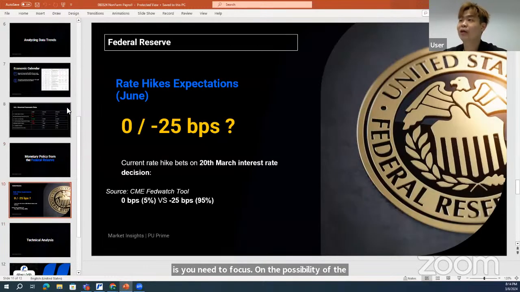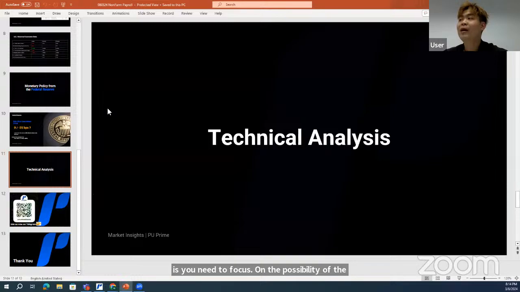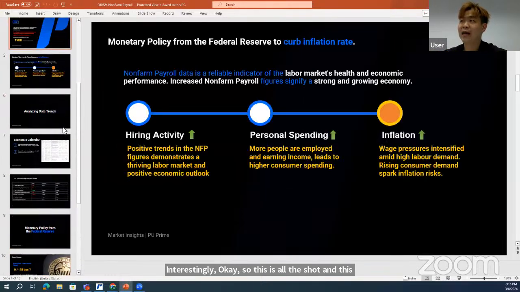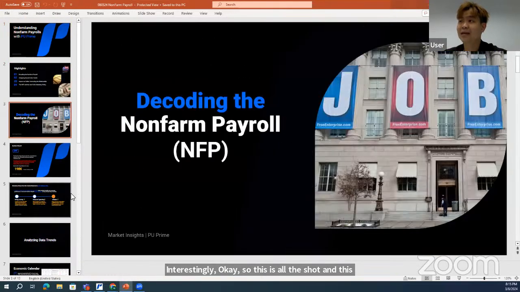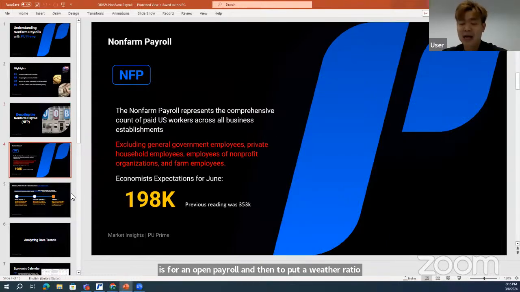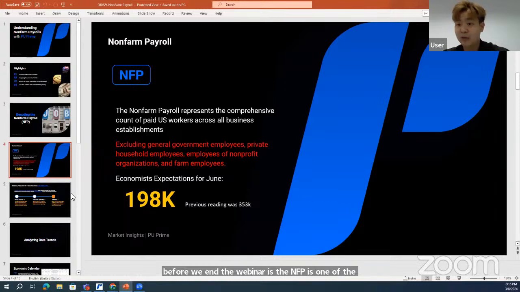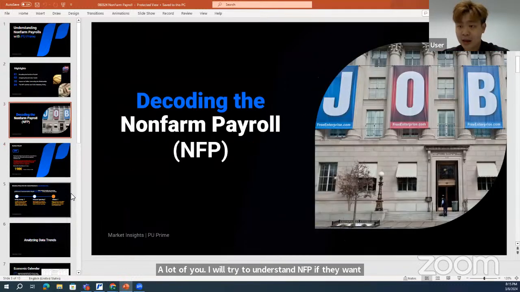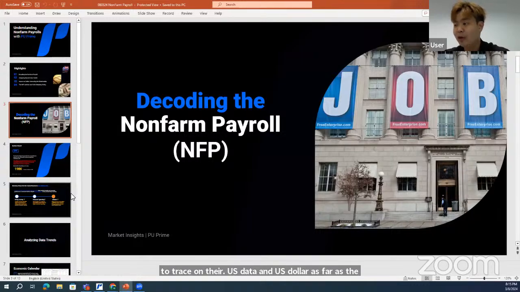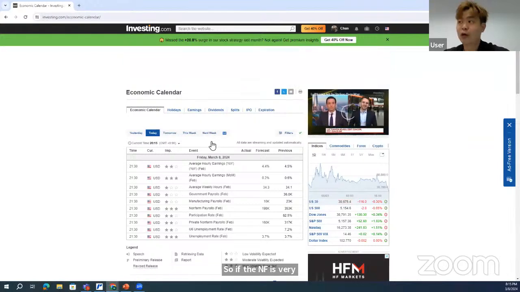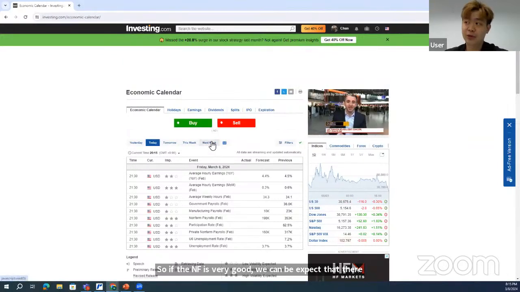Okay, so this is all the short analysis for the non-farm payroll. To put a very short summary before we end the webinar: the NFP is one of the crucial US jobs data. A lot of investors try to understand NFP if they want to trade the US dollar as well as the gold market. If the NFP is very good, we can expect the dollar to go up because the job sector is good and the economic recovery is good. If NFP is bad, then the dollar might go down.